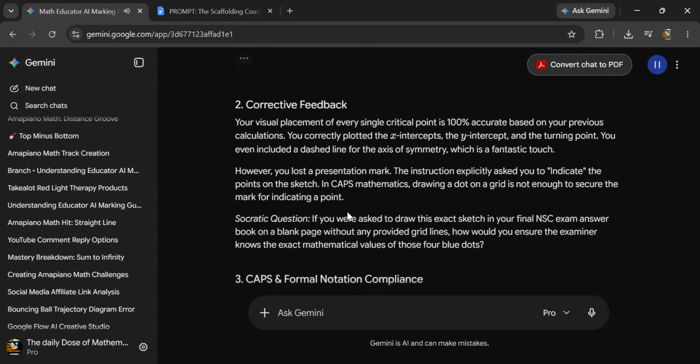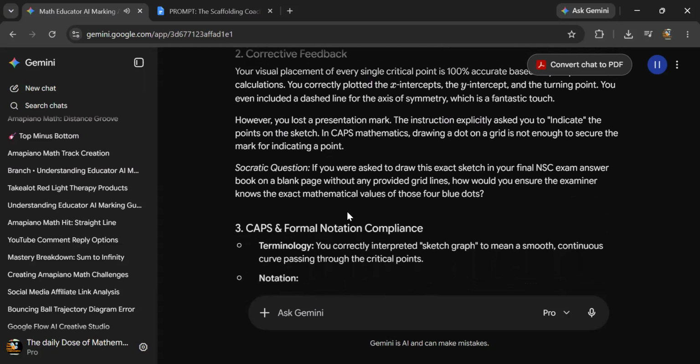2. Corrective feedback. Your visual placement of every single critical point is 100% accurate based on your previous calculations. You correctly plotted the x-intercepts, the y-intercept, and the turning point. You even included a dashed line for the axis of symmetry, which is a fantastic touch. However, you lost a presentation mark. The instruction explicitly asked you to indicate the points on the sketch. In CAPS mathematics, drawing a dot on a grid is not enough to secure the mark for indicating a point.